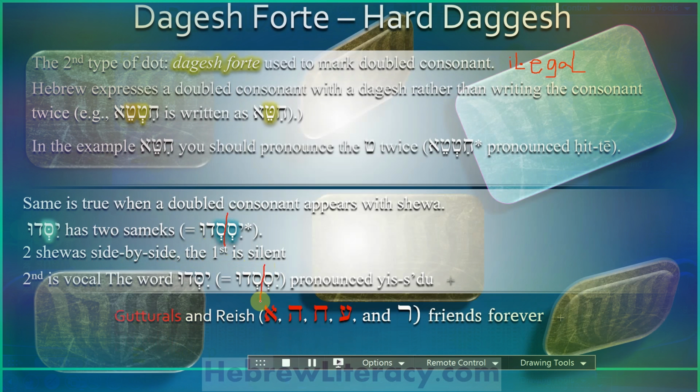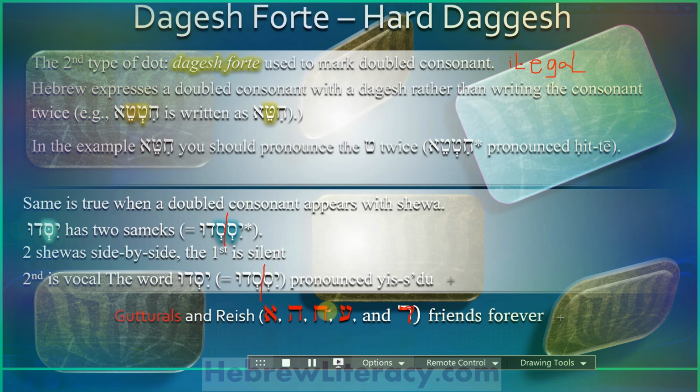These are the letters which cannot take a piercing. They cannot be doubled. They cannot take a Dagesh. All right? We call them the gutturals. And then to be correct, I say the gutturals and reish. Okay? Reish is not a guttural, but he's friends with the gutturals. He likes to act like them. He always wanted to be a guttural growing up. Okay? So he's in that club. You cannot double the reish. And so if you think about what a reish really is, how would you double r? You just can't do it, right?